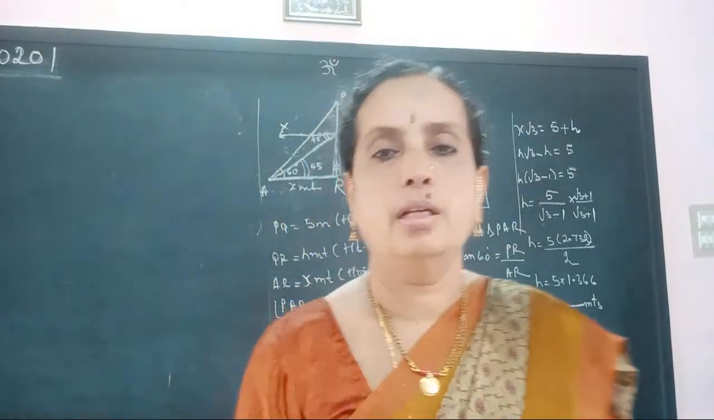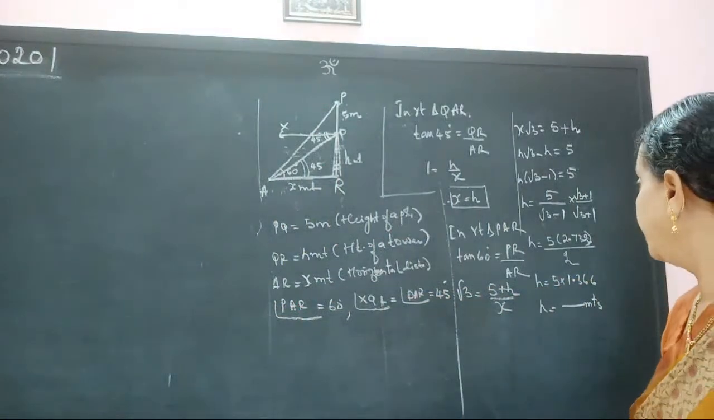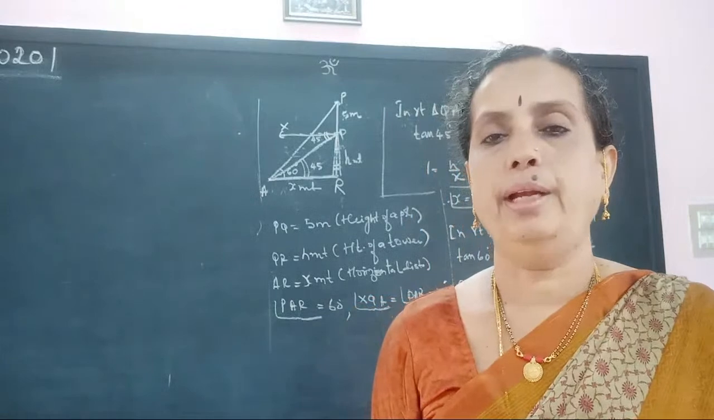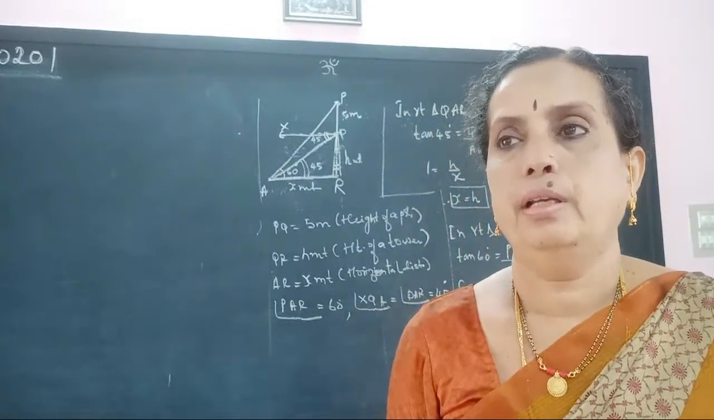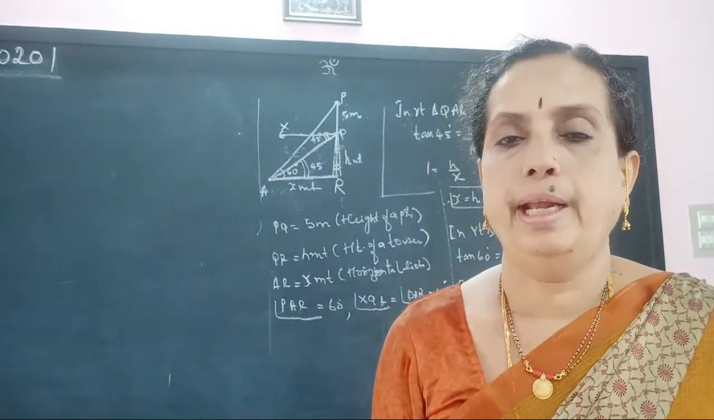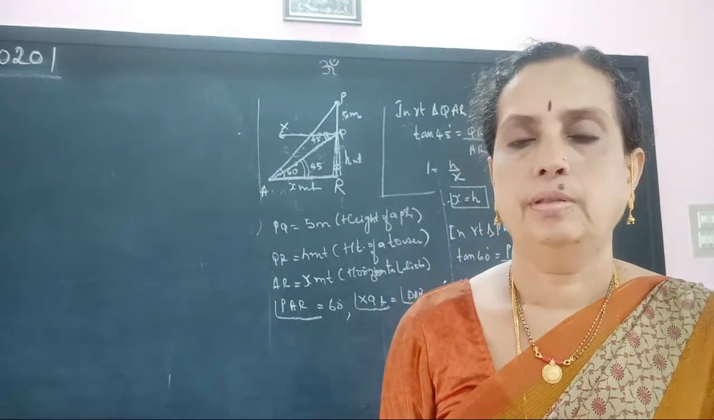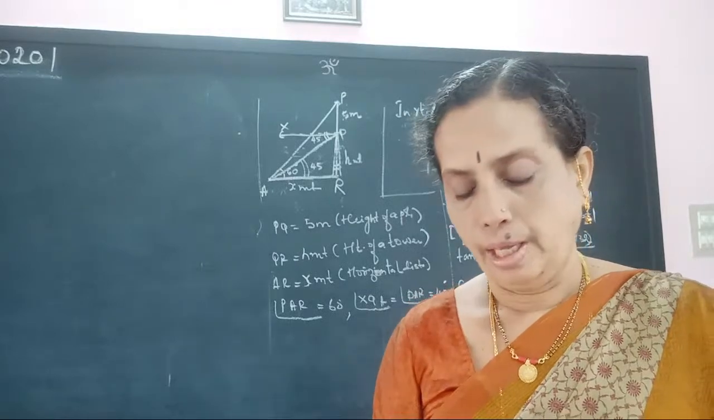What's the answer? 6.83. Then at the end you write, therefore height of the tower equals 6.83. Okay now? Yes.